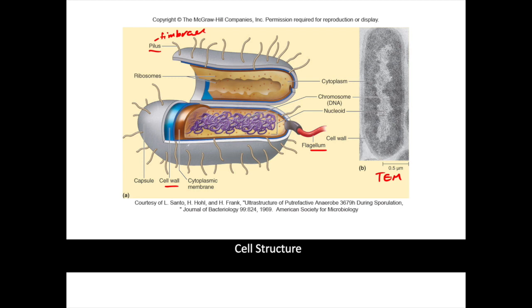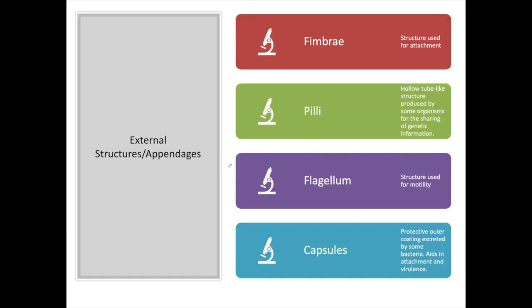And then we'll start looking inside of the cell at the cell membrane, the cell wall. We'll talk about the cytoplasm, what makes up the cytoplasm, and of course the genetic material. So let's take a look at the outside. In the outside, these are external structures or appendages that we find on different bacteria.